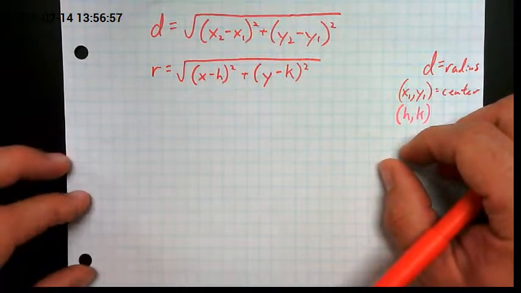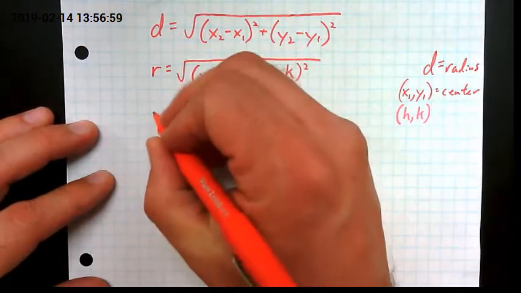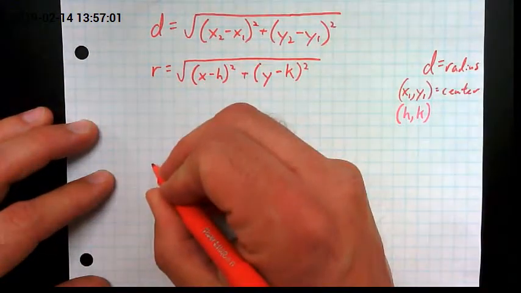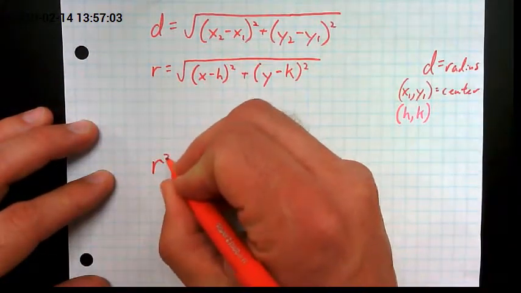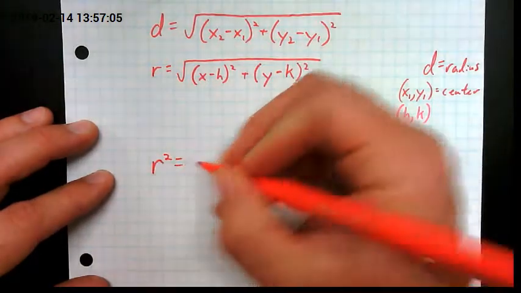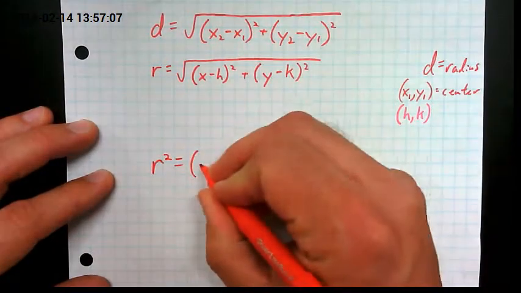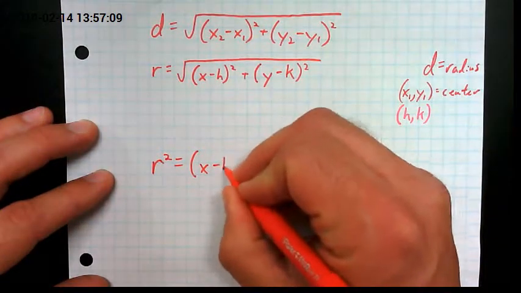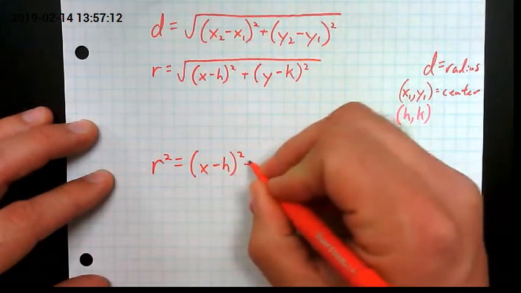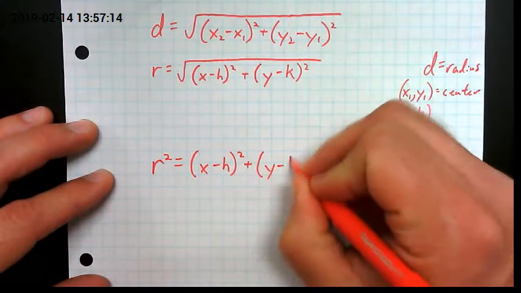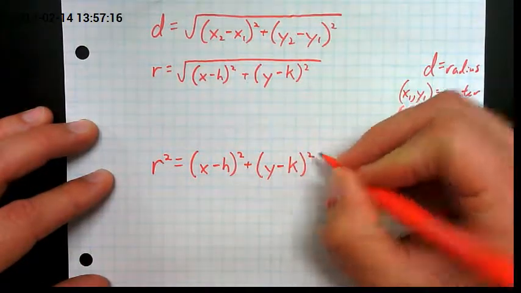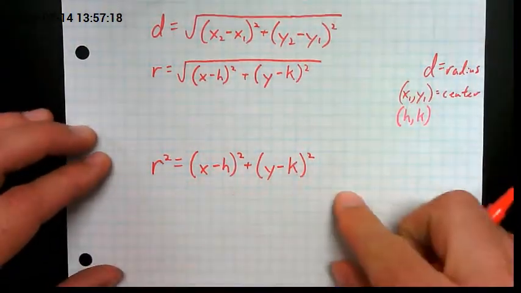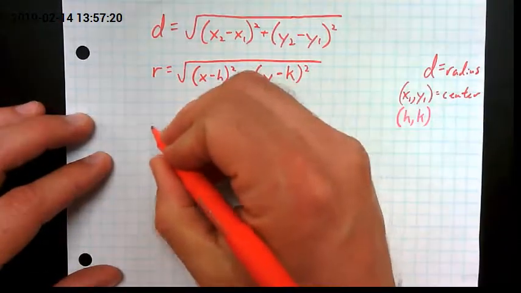Say that again? R would be squared. So I'm going to write this really big down here. This is our equation of a circle that you need to memorize. R squared equals (x minus h) squared plus (y minus k) squared. Again, in this format, this is our equation of a circle.